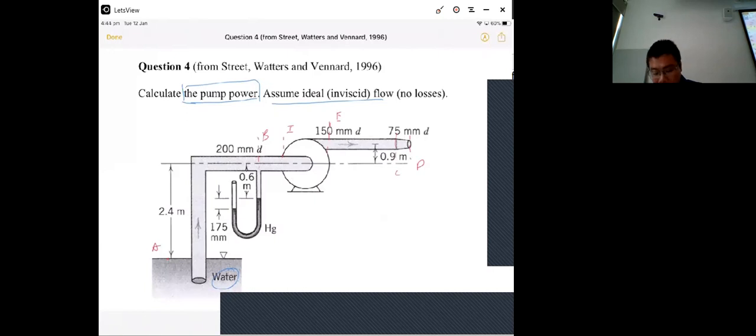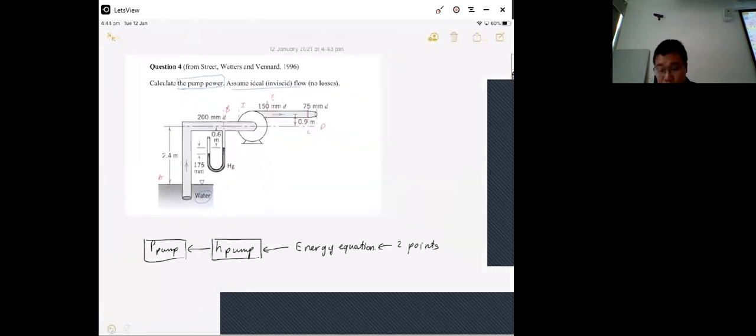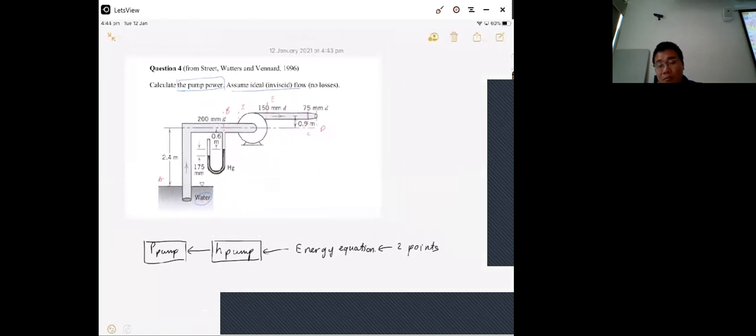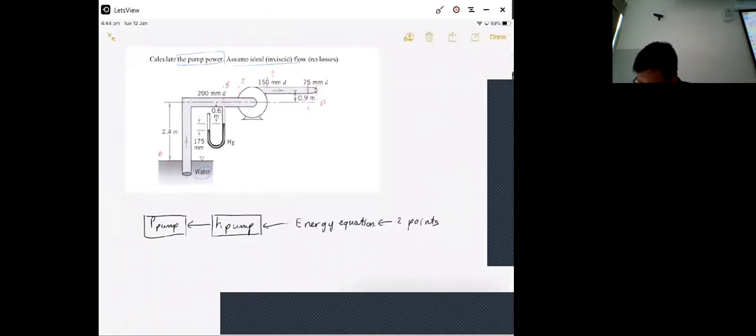Okay. To find pump power, we have to choose 2 points, and the pump is between the 2 points. So in this case, maybe it's A and D, not A and I. Because at I, in this case, we don't have cavitation, so PI, we don't know. Okay, so A and D.